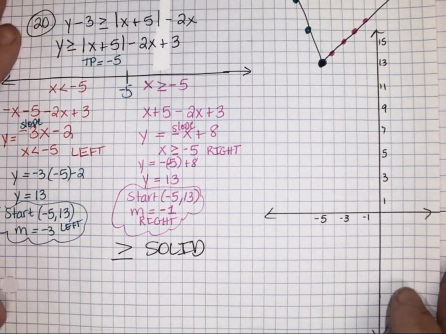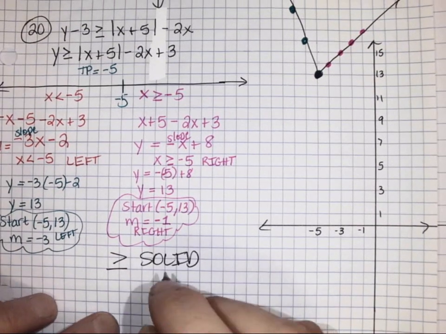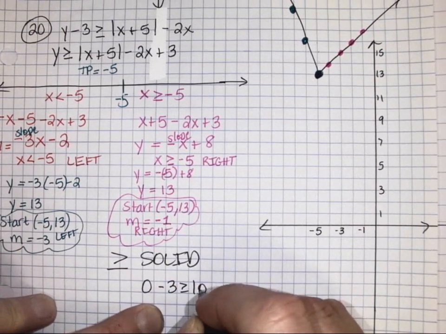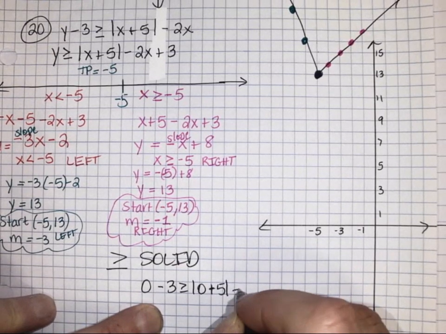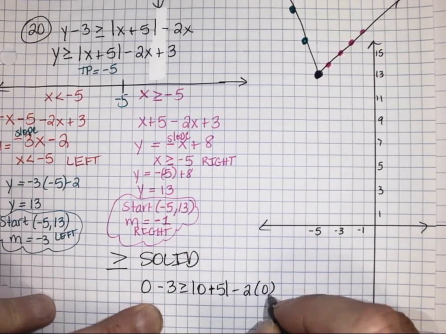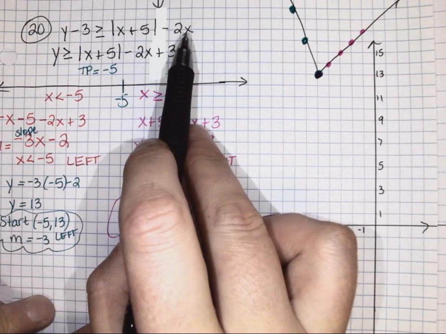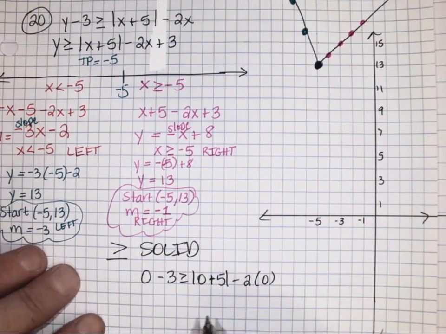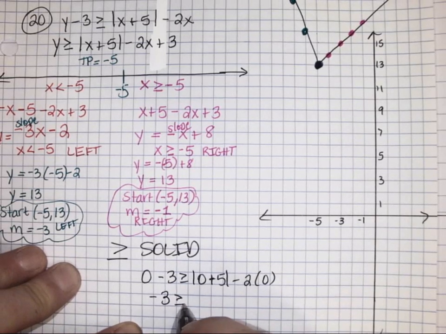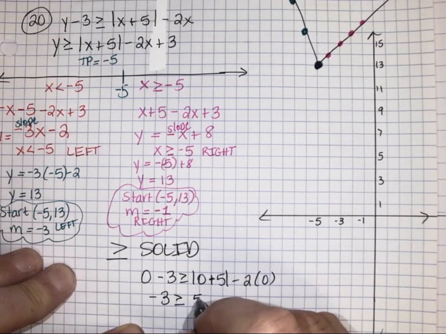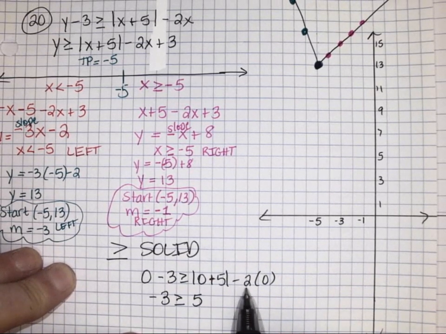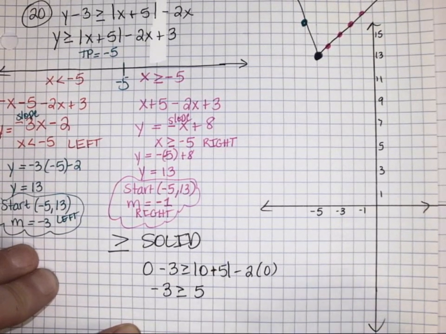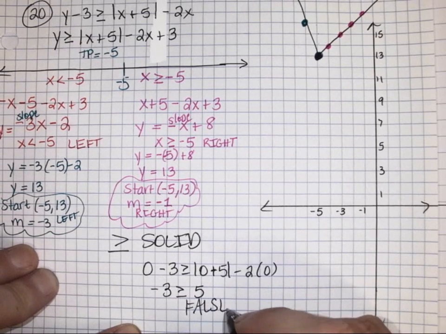Notice that the origin is way down here, so I'm going to use it to check. So I've got 0 - 3 ≥ |0 + 5| - 2(0). Notice that you've got another 0 that you have to plug in for x. So you have to do that everywhere. And let's simplify. I got -3 ≥ the absolute value of 5, which is 5. This becomes 0. So is -3 greater than or equal to 5? No, that is false.